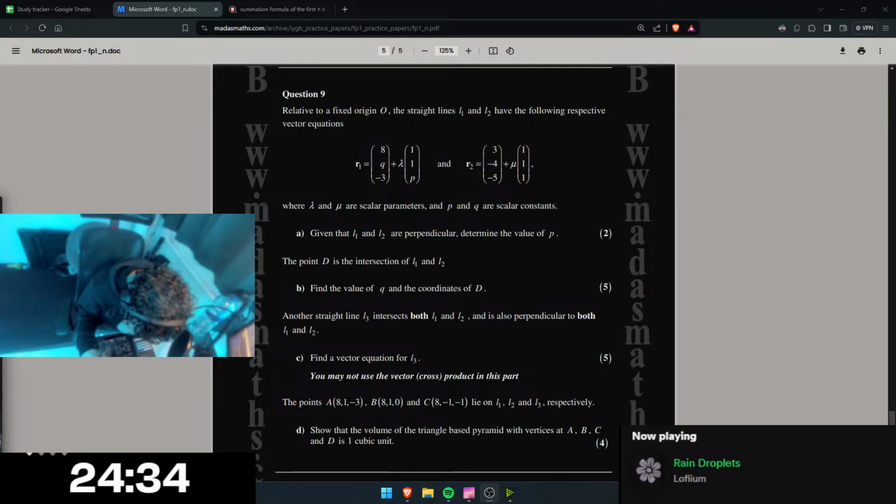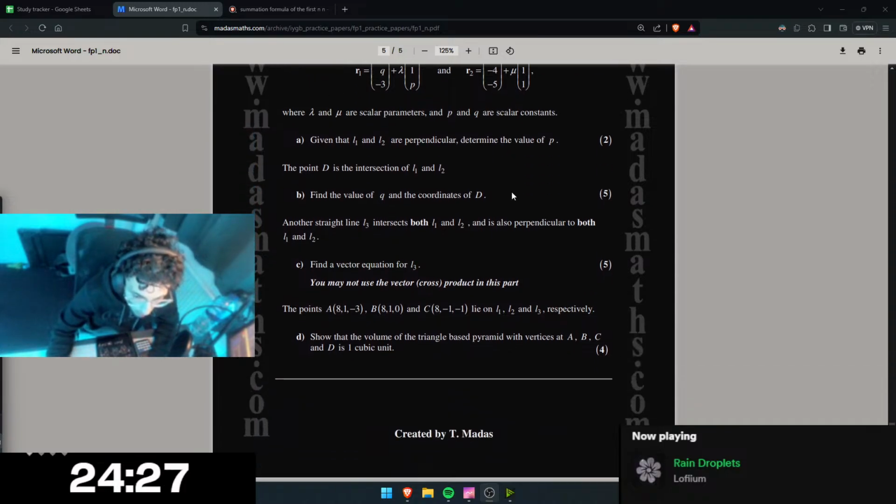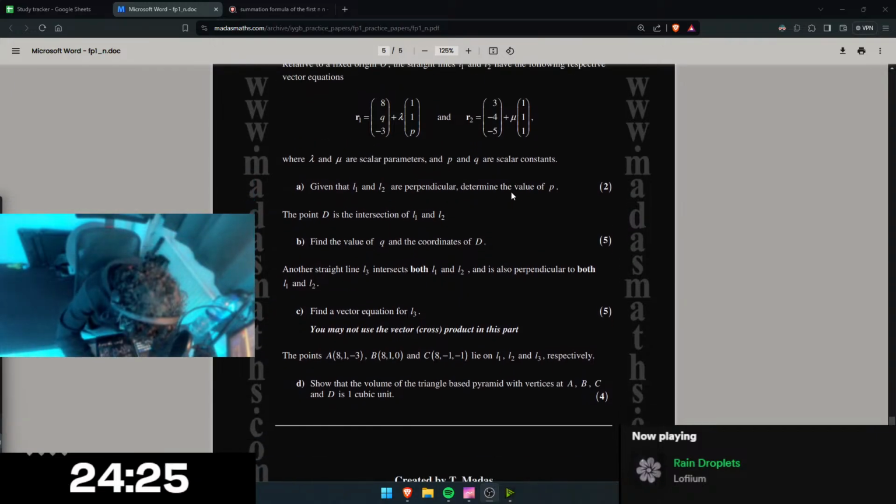Show that there is... oh my god, I hate volumes in vectors. Vector volumes is horrible. Alhamdulillah, it's the last bit of the question though.